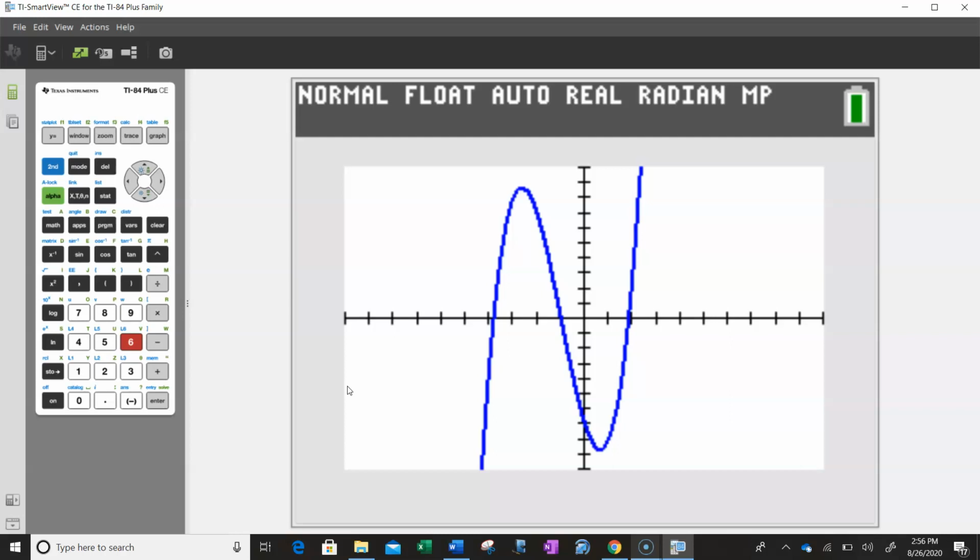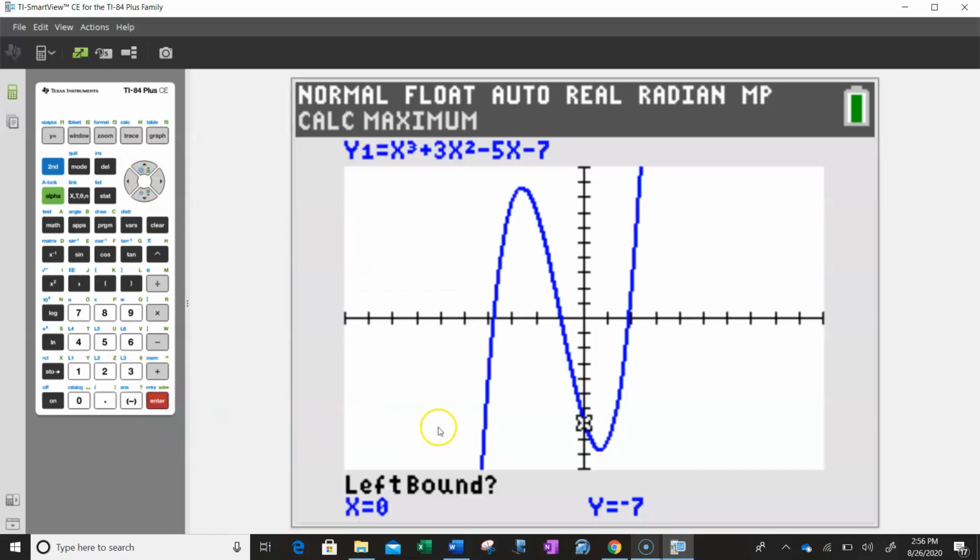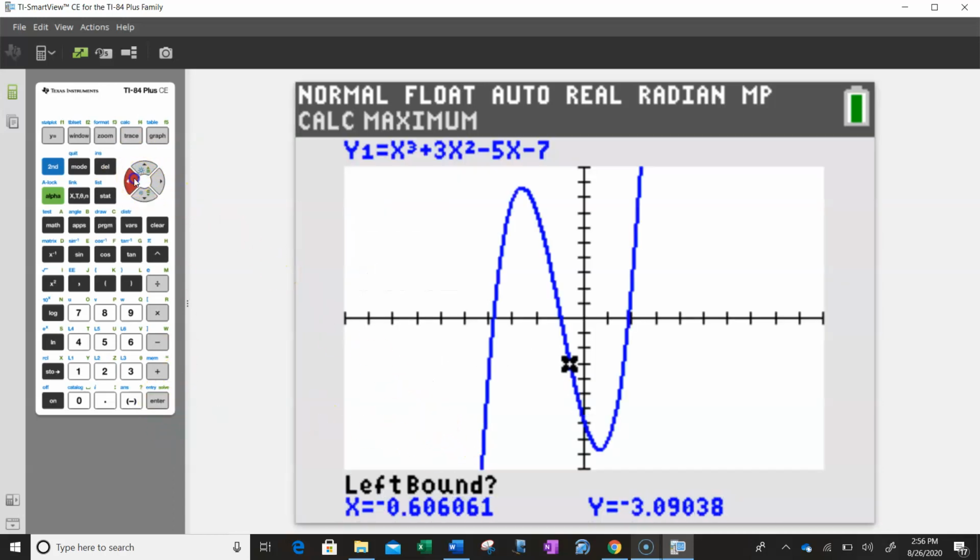If I couldn't see some of the max and mins or zeros, I would have to play with my window to fix it. So just to recall, to get your maximum or minimums, you're going to go second trace, which is calculate. Let's say I want to work from left to right, so I want to get that maximum first. So I go down to maximum, press enter. Your calculator is not smart. You have to tell it what to do.